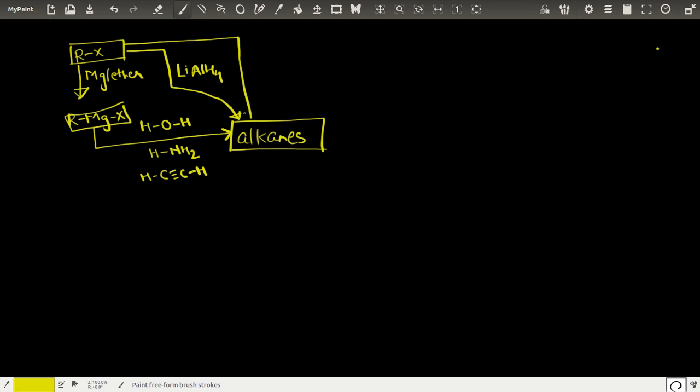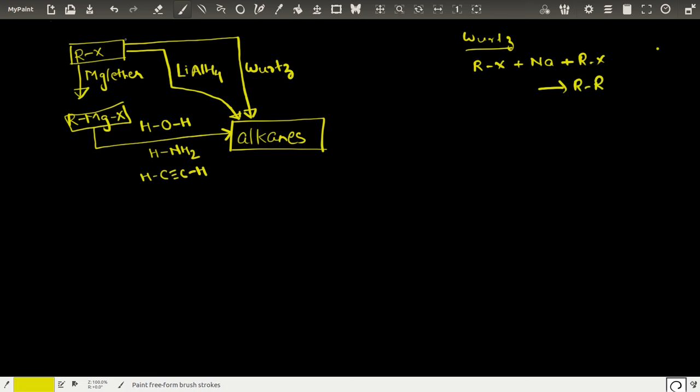Alternatively, we can also use Wurtz reaction. Now when we say the Wurtz reaction, as you might know, it is basically the reaction of two molecules of alkyl halide giving us a symmetrical alkane. So the limitation of the reaction is that we get a symmetrical alkane.